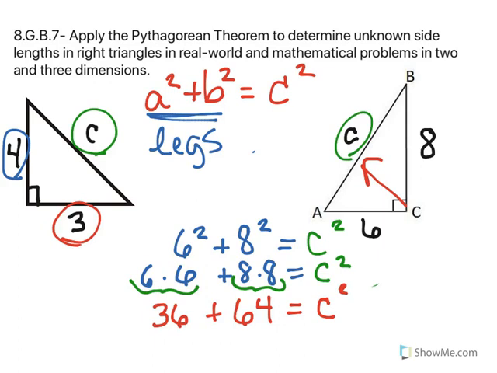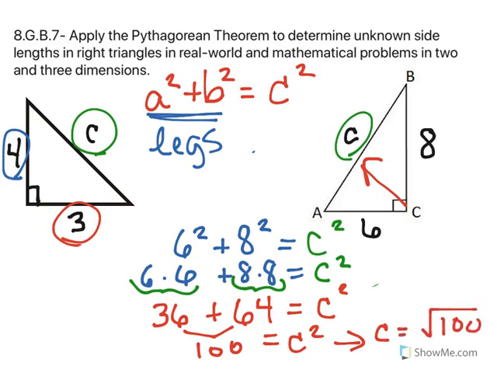The solution to that addition problem is going to be c squared. So now we do addition. 36 plus 64 is going to equal 100. And that equals c squared. Remembering that c squared is c times c, so we're really looking for what is the square root of 100. And the square root of 100 is 10. 10 times 10 is 100. And therefore c equals 10.